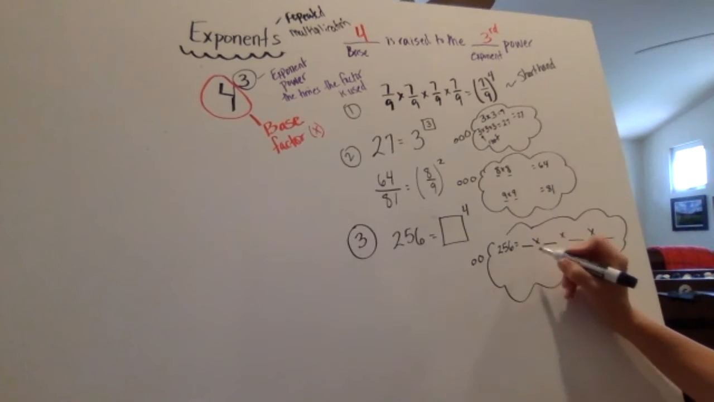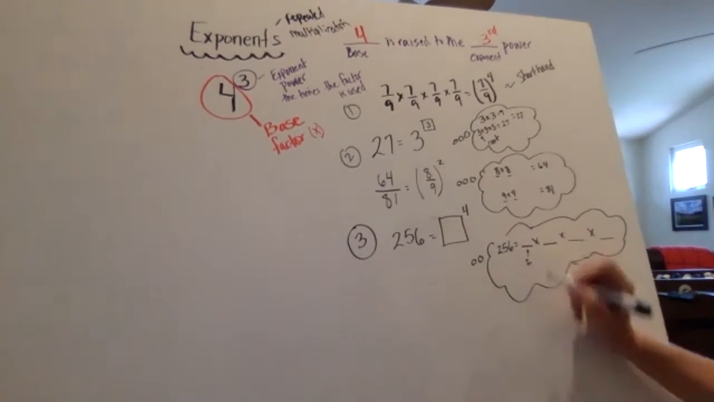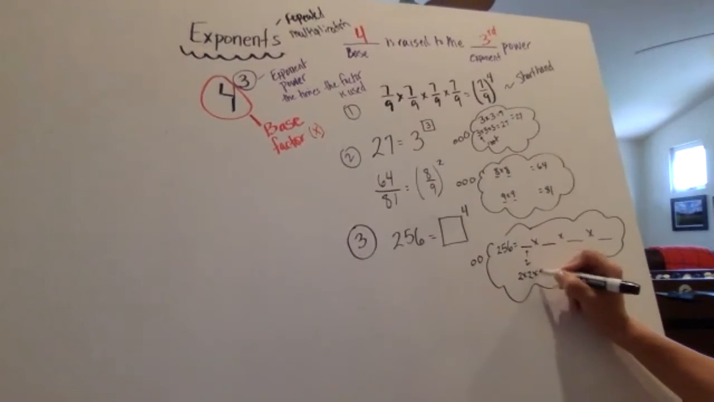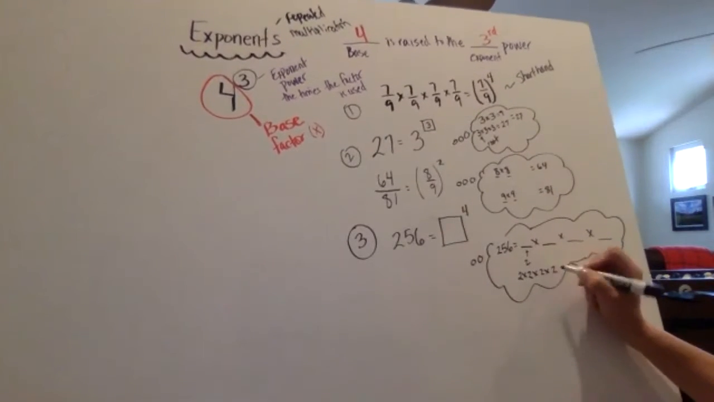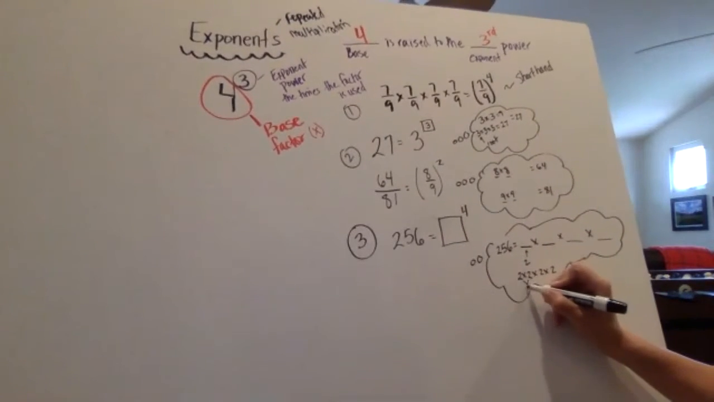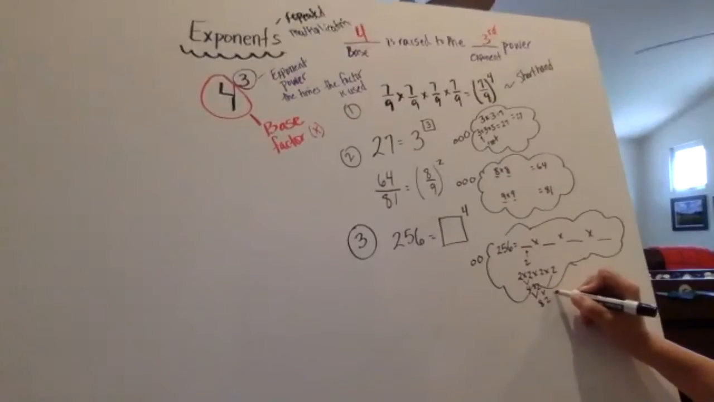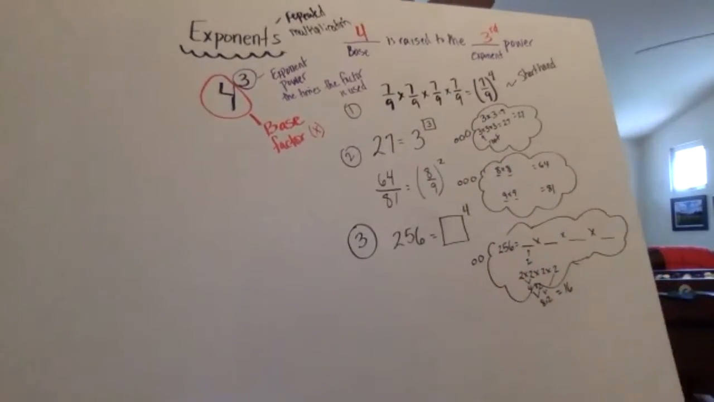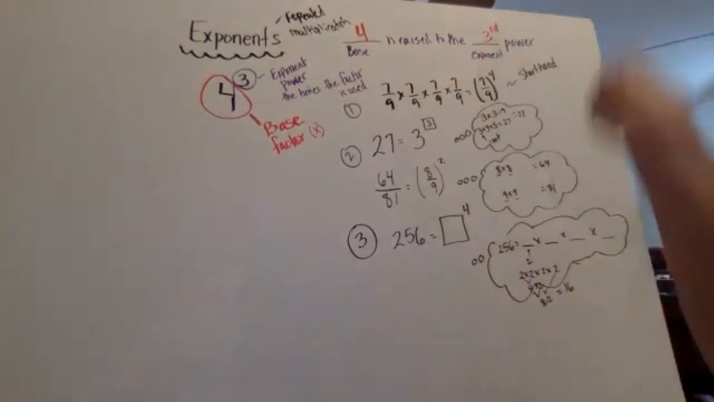I could think of, well, what if I put a 2 in here? 2 times 2, so I have to think of, okay, what's 2 times 2 times 2 times 2? 2 times 2 is 4. Times 2 again makes 8. Times 2 again, 16. Only 16. I've got a long way to get to 256. I need to step it up.